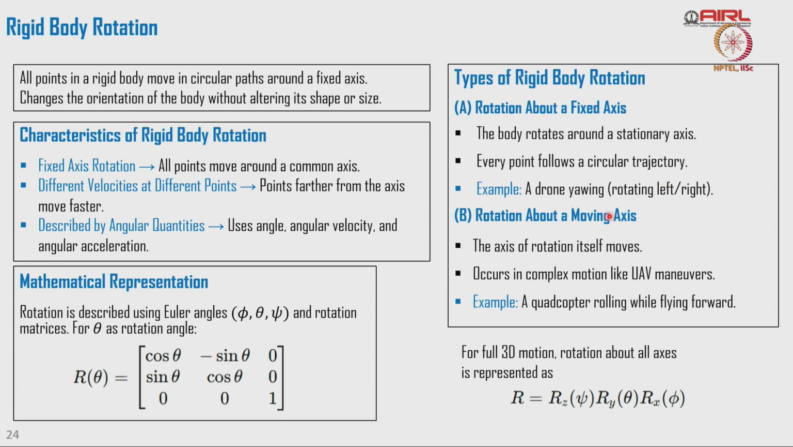The other is rotation about a moving axis. The axis of rotation itself moves, which occurs in a complex motion like a UAV maneuver. If you are trying to do obstacle avoidance, where there are obstacles you want to avoid while continuing the motion, your rotation axis itself moves. Suppose there is an obstacle in the forward path of a quadcopter. It has to move forward as well as roll about the axis to avoid the obstacle.